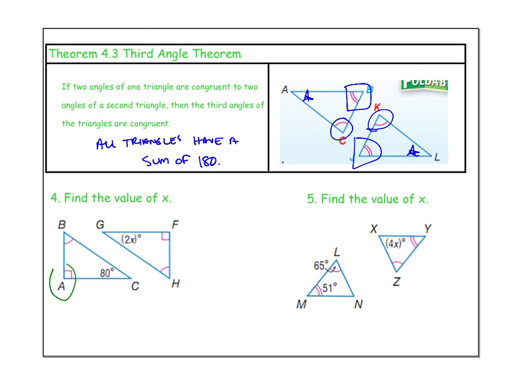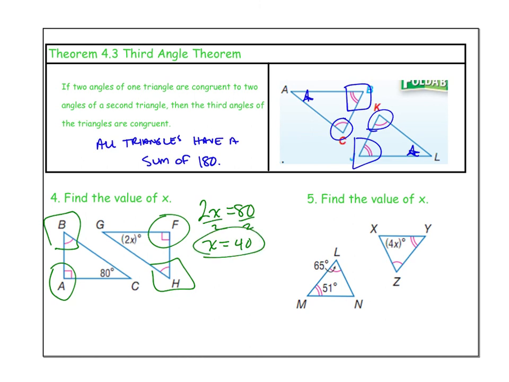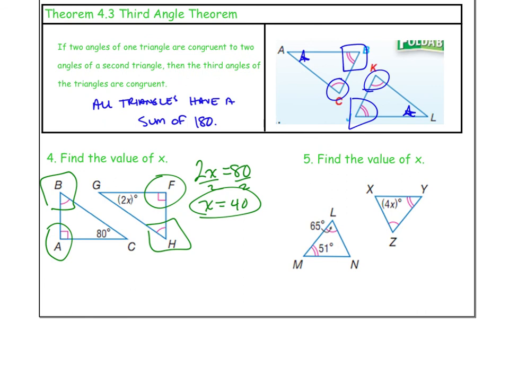So, A is 90, F is 90, so those two match up. B is that, H is that, they have the same markings. So, what I'm left with is 2X equaling 80. So, X would be 40. Pretty straightforward. Now all you're doing is matching up.